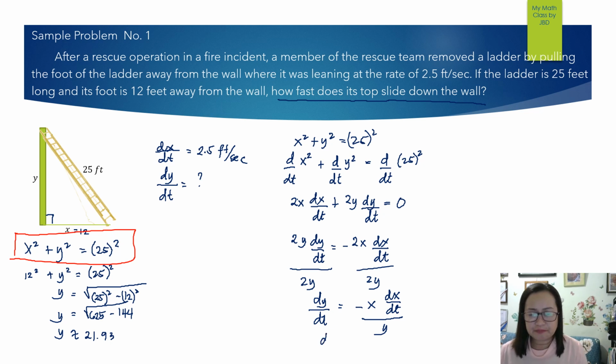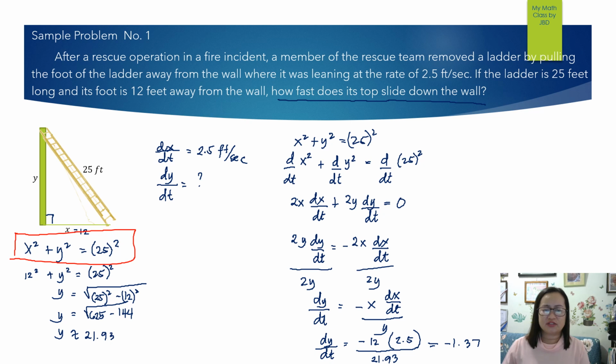Now replacing the variables with the given values, we know that x is 12, dx/dt is 2.5, and y is equal to 21.93. Simplifying this, we will have negative 1.37. Now answering the main problem, how fast does the top slide down the wall?